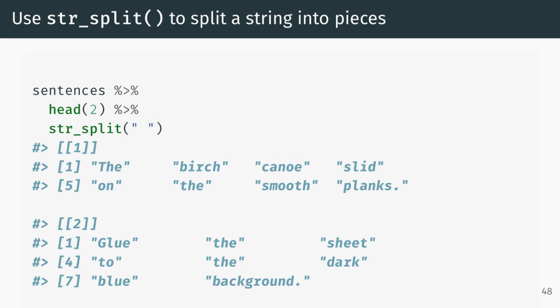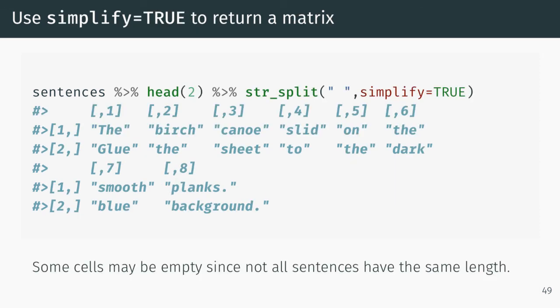Okay, and then we can also use str_split to split a string into pieces. So we're splitting it here on spaces. So it's splitting the sentences into words. And we can also do this into a matrix. So if we say simplify equals true with the string split, it'll return a matrix. And some of the cells of the matrix may be empty because not all sentences have the same length.